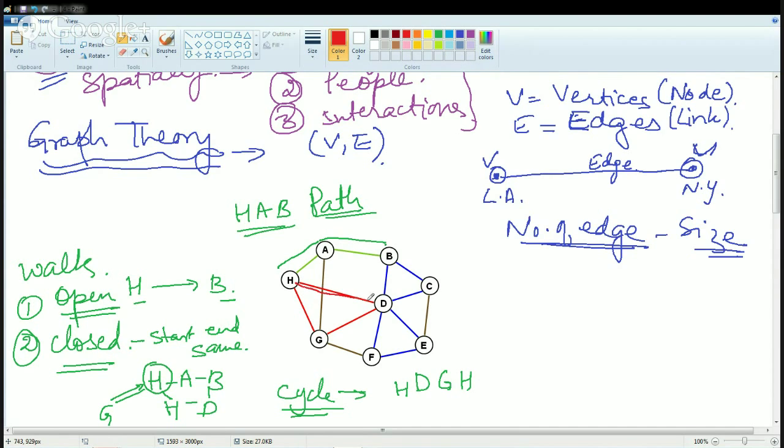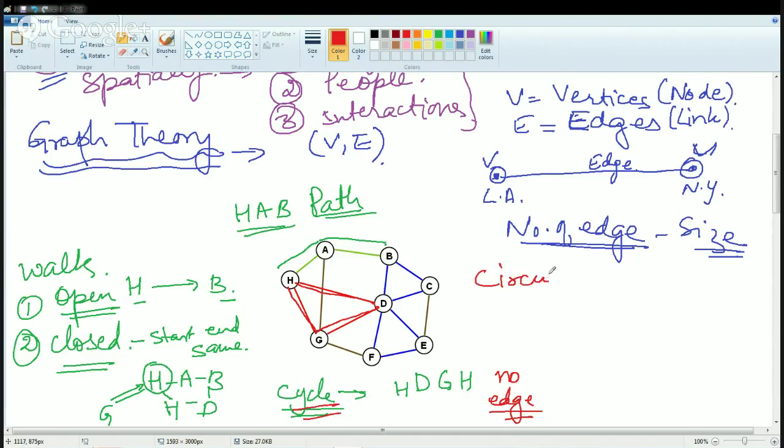So you have this, this and this. So what I'm doing, I'm starting and coming back to the same point, but with no repetition of the edges. So that is what a cycle is.